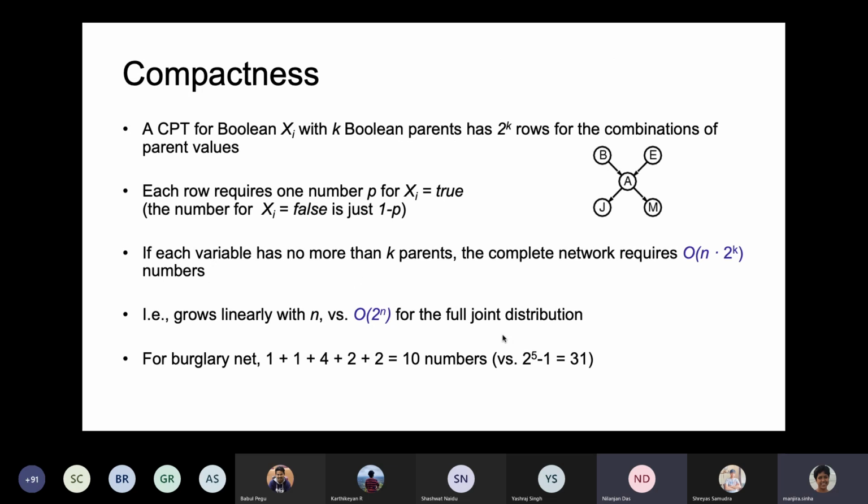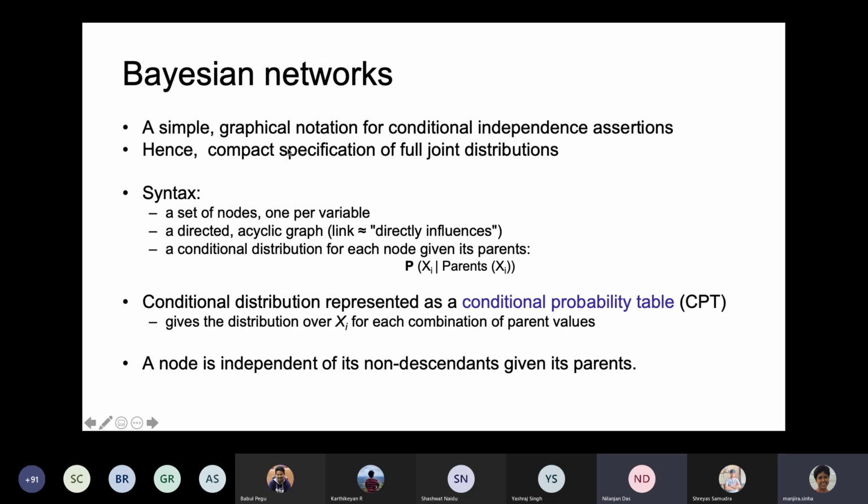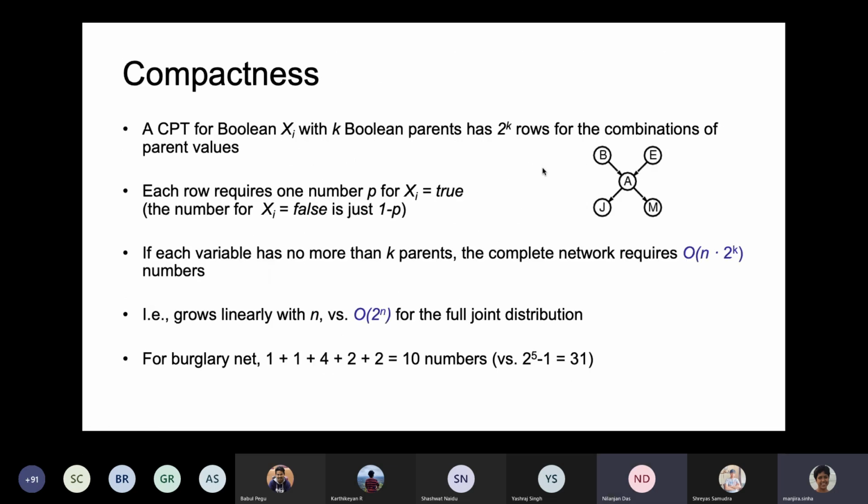So we stated that we go for Bayesian networks because it is a compact specification of the full joint distribution. So let's see what this compactness actually means.